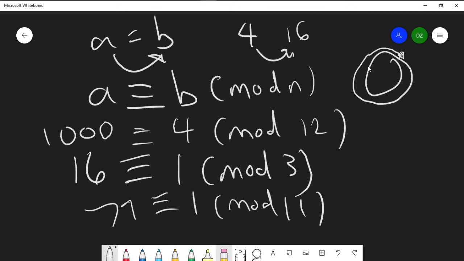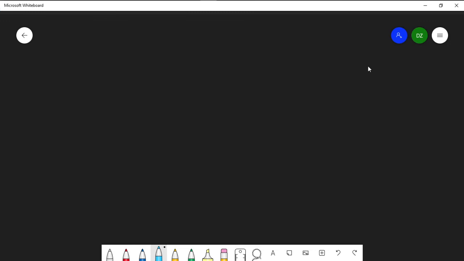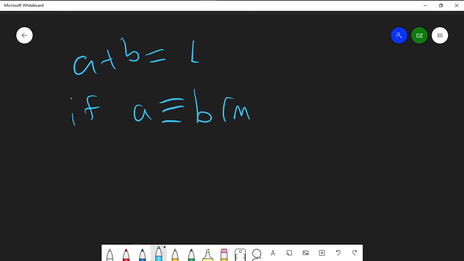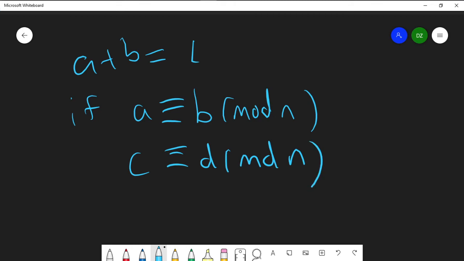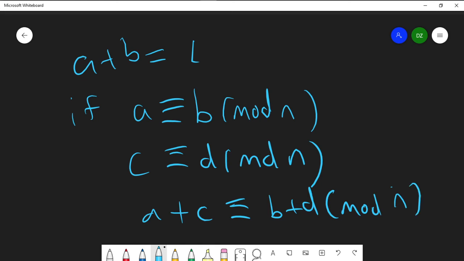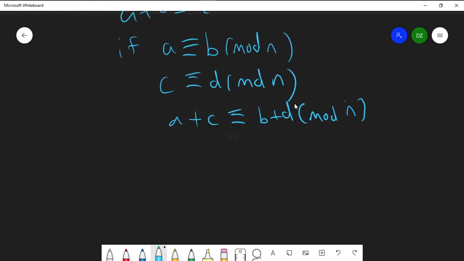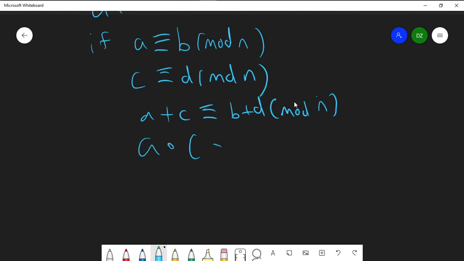So I guess we'll go into the arithmetic part of it. Just like normal basic arithmetic, A plus B equals C, you'll notice that if A is congruent to B mod n, of course, and C is congruent to D mod n, then A plus C equals B plus D, of course, mod n. Same idea with multiplication. That's not mn, it's mod n.